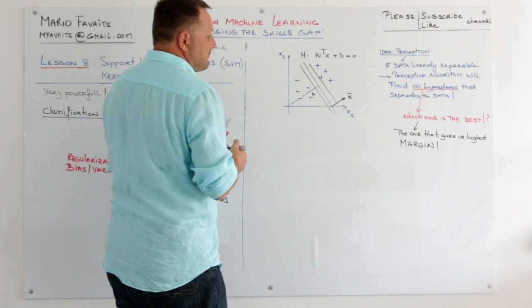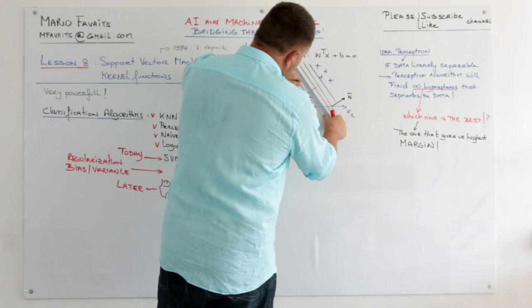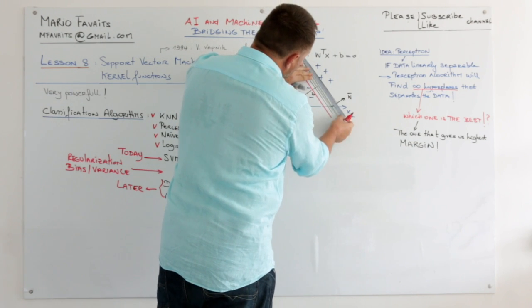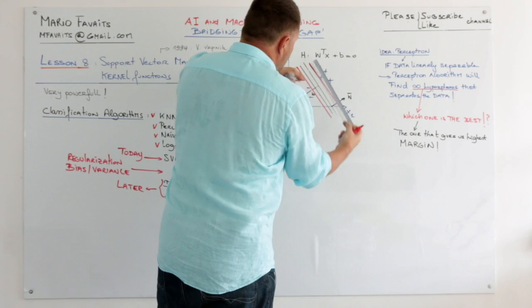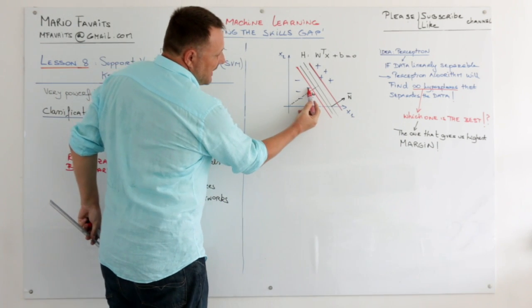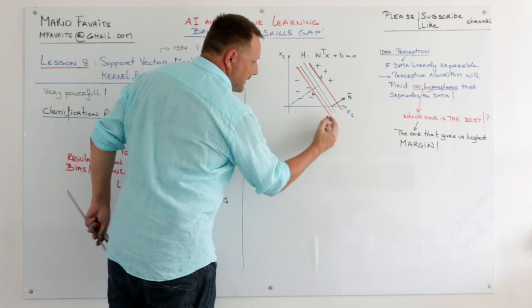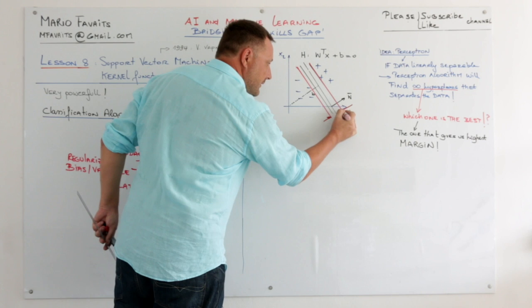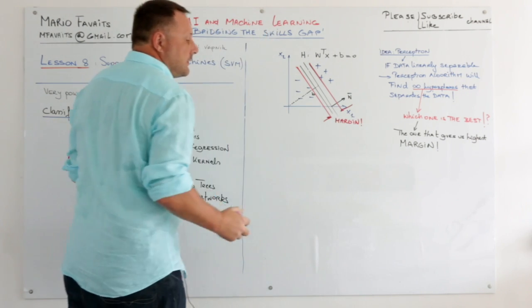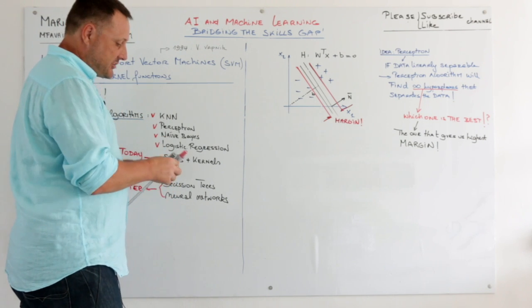And the margin, let me try to draw it. It would be something like this. You take the minus point closest to the red line, and here the plus point closest to the red line. And so this here is your margin. Okay? And the support vector machine tries to maximize that margin.